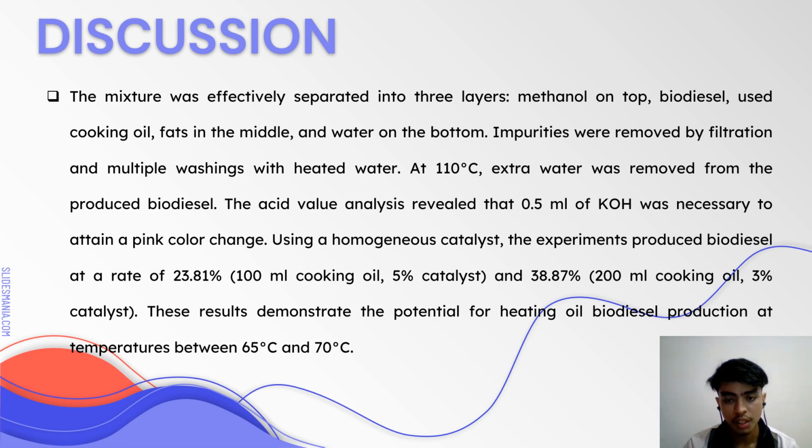Using a homogeneous catalyst, the experiment produced biodiesel at a yield of 23.81%, which is 100 ml cooking oil and 5% catalyst, and 38.87%, which is 200 ml cooking oil and 3% catalyst. This result demonstrates the potential of heating oil for biodiesel production at temperatures between 65 degrees Celsius and 70 degrees Celsius.